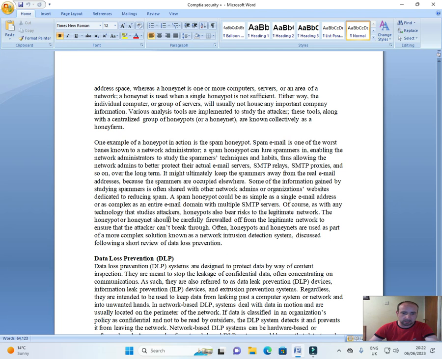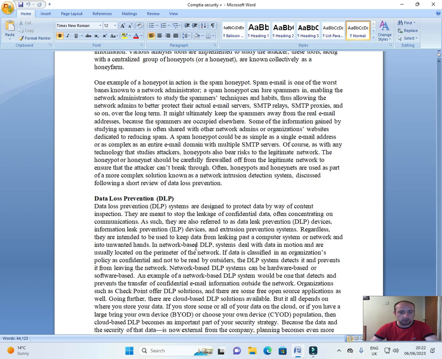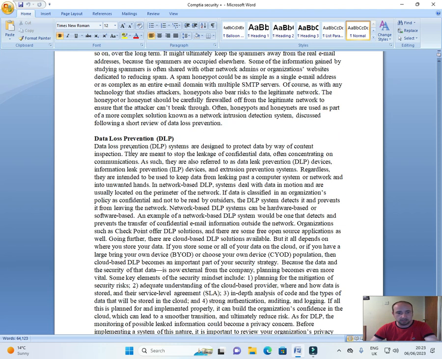Of course, as with any technology that studies attackers, honeypots also bear risks to the legitimate network. The honeypot or honeynet should be carefully firewalled off from the legitimate network to ensure that the attacker can't break through. Often honeypots and honeynets are used as part of a more complex solution known as a network intrusion detection system, discussed following a short review of data loss prevention (DLP).